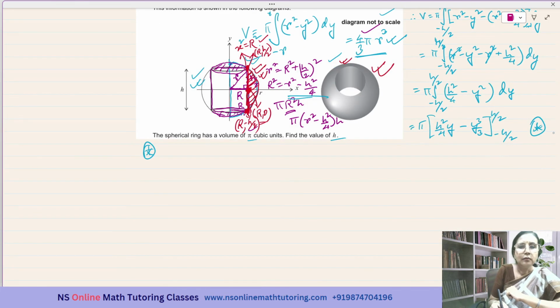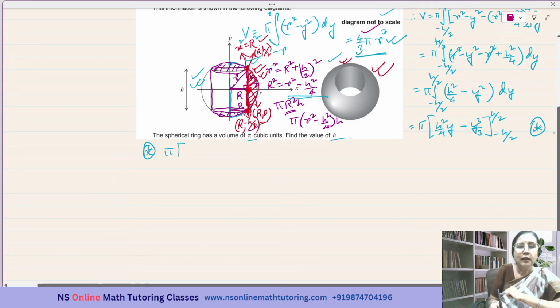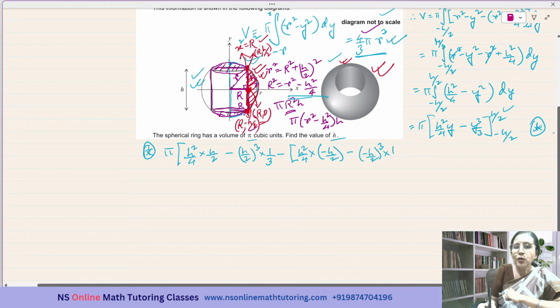Okay, so it is pi, and first of all, I am substituting positive h over 2 in place of y, so it is h square over 4 times h over 2 minus h over 2 whole cube multiplied by 1 over 3, and then minus h square over 4 times negative h over 2 and minus negative h over 2 to the power of 3 times 1 over 3. Okay.